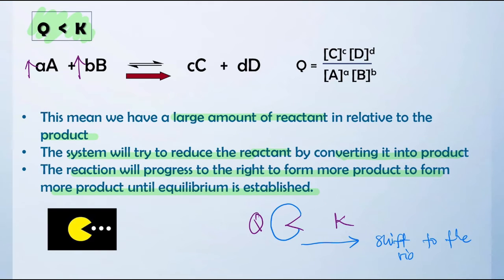So when Q is less than K, the system will shift to the right, the product will be reduced, the reactant will be increased until the equilibrium is established.